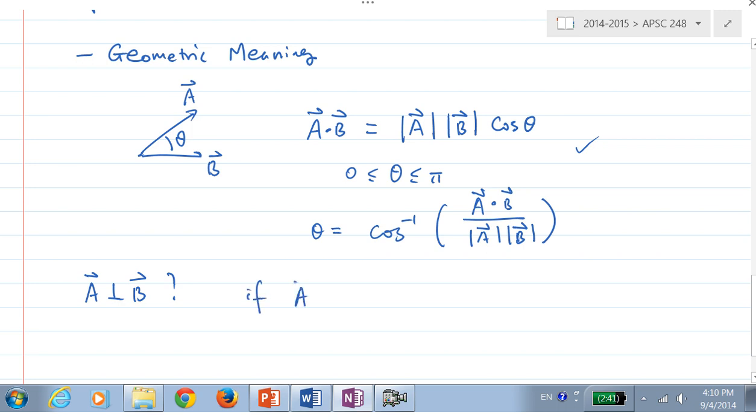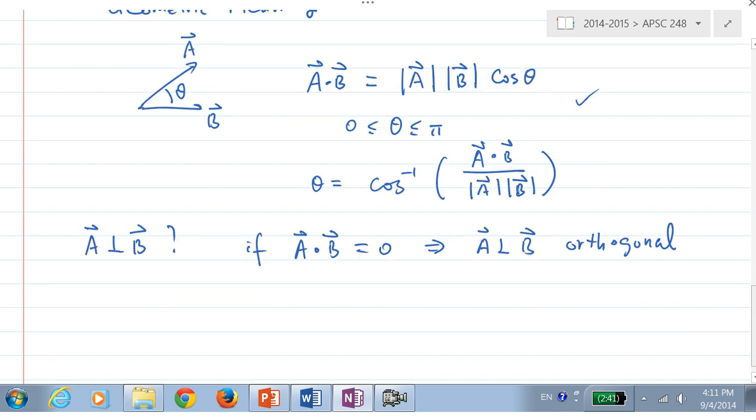So that basically means if A dot B equals 0, given that A and B are two non-zero vectors, then A is perpendicular to B, or as I sometimes call it, orthogonal. That's one of the major applications of this geometric formula. The other is just checking: is it an obtuse angle? Is it an acute angle? That kind of thing.